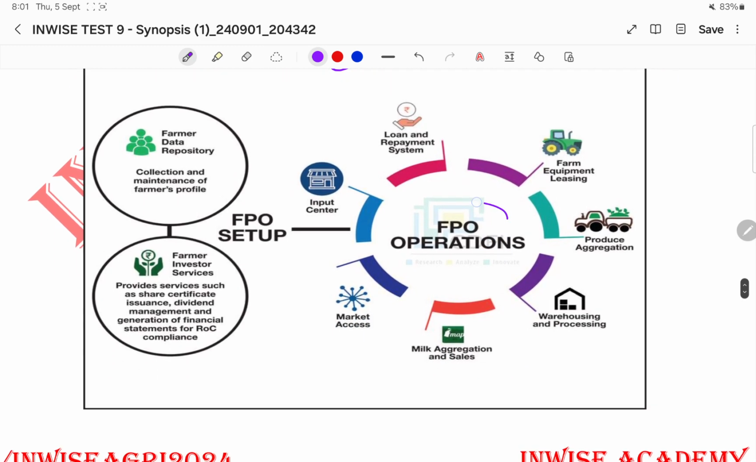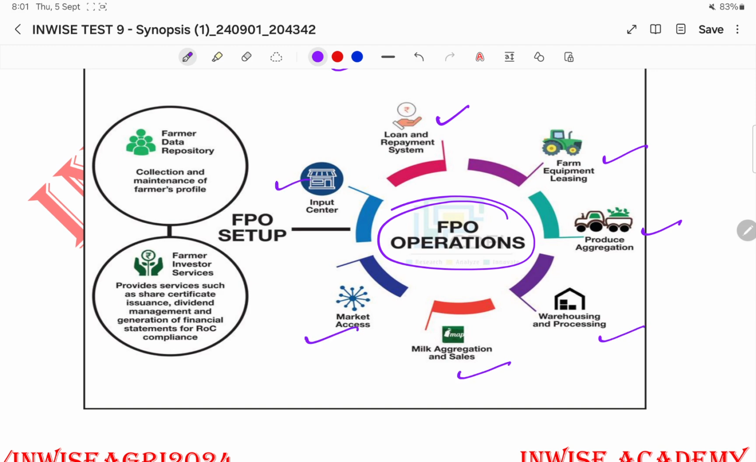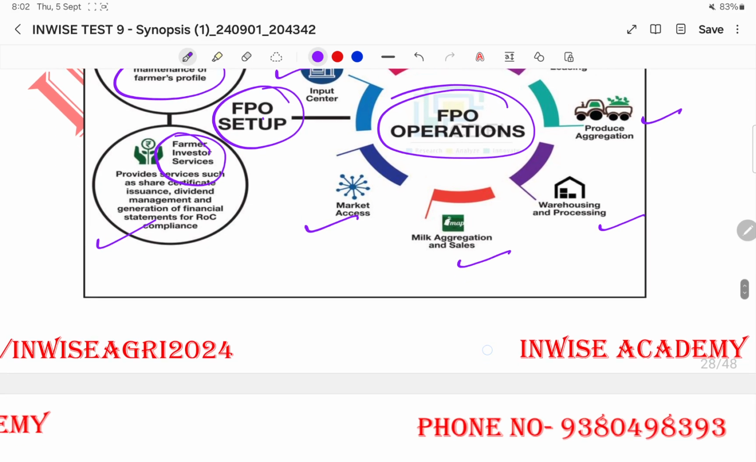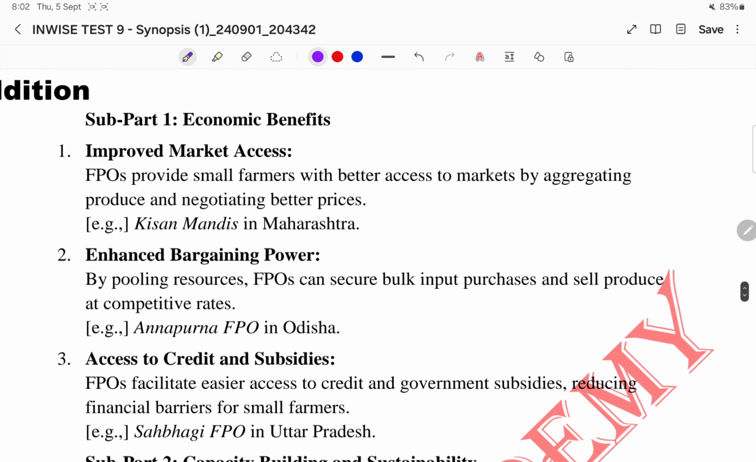So what are the operations that take place? FPOs, of course, loan and repayment system, farm equipment leasing, produce aggregation, warehousing and processing, milk aggregation and sales, market access, input center, right? Okay. So these are like a farmer data repository, the collection and maintenance of farmer profiles. So these can be set up by FPOs. These are some advantages. You can mention the farmer data, and also you can attract the investors. Okay. So let's see the answer.